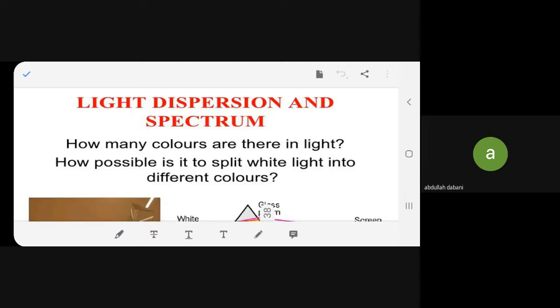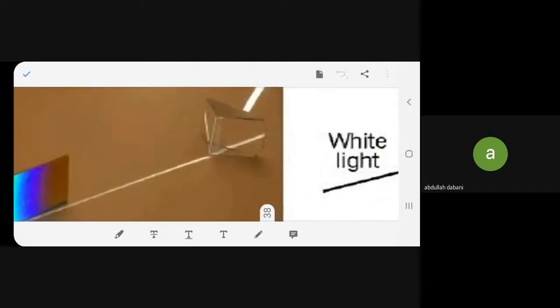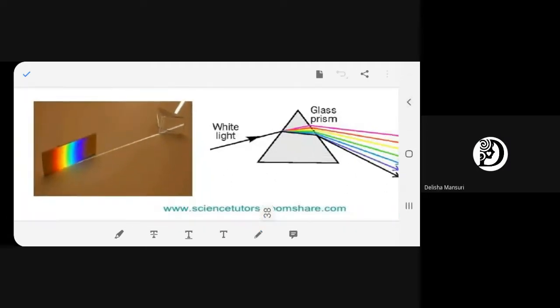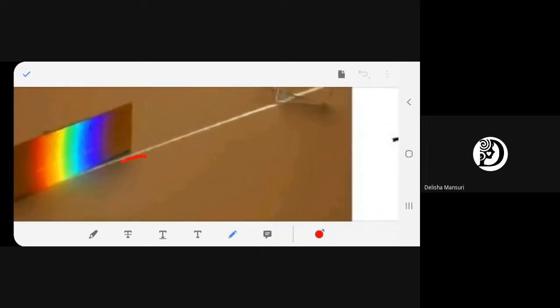Got it? And see how the colors are split. Now this is a prism. This is how we can make the kaleidoscope. Can you see this? Triangle. Got it? This is a prism. From here, see, this is the white light, and the dispersion takes place from here. Can you see this? Yes. We got the rainbow color. This is the rainbow color.